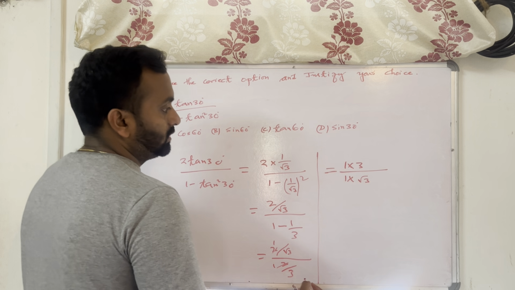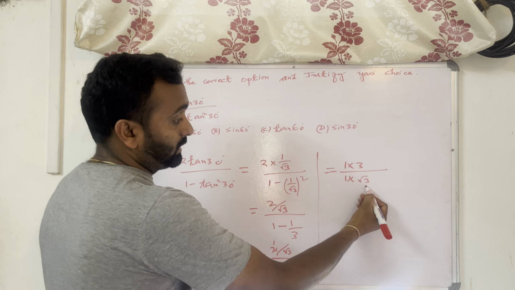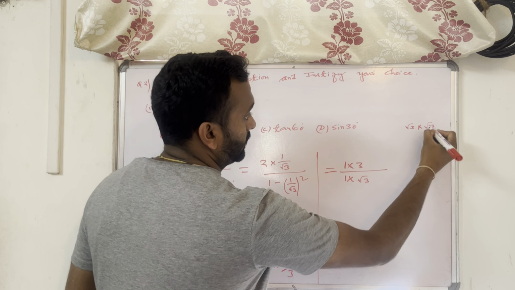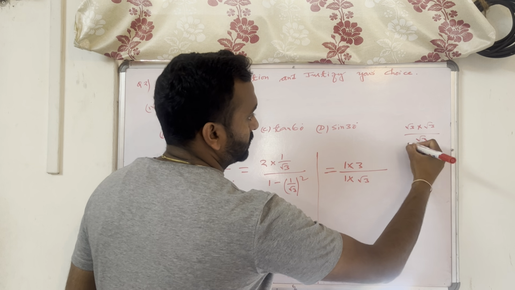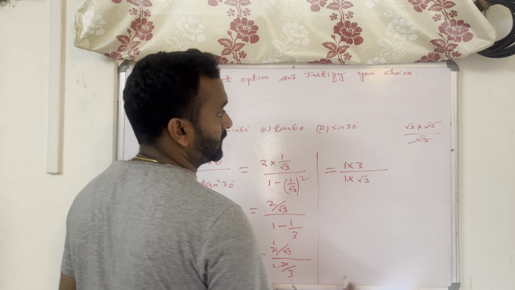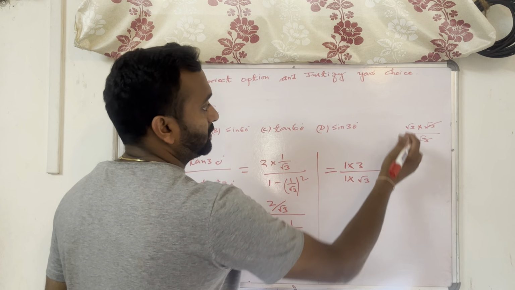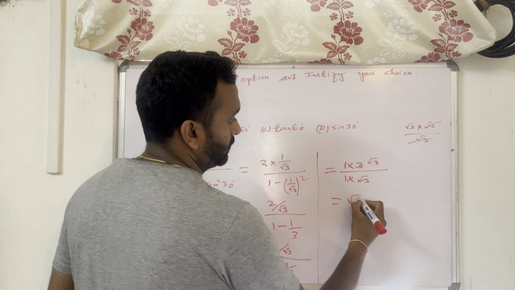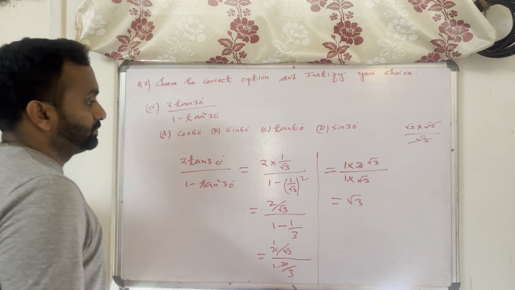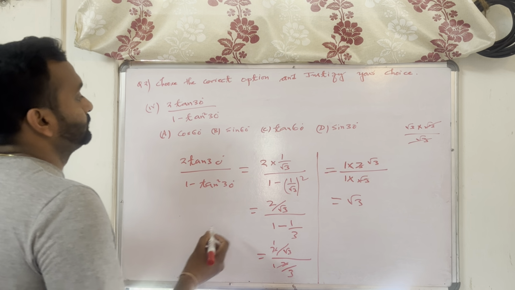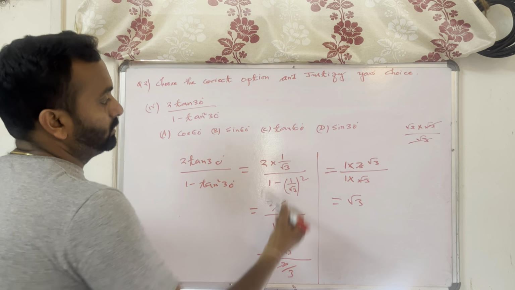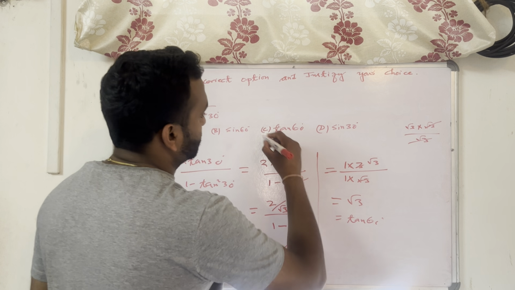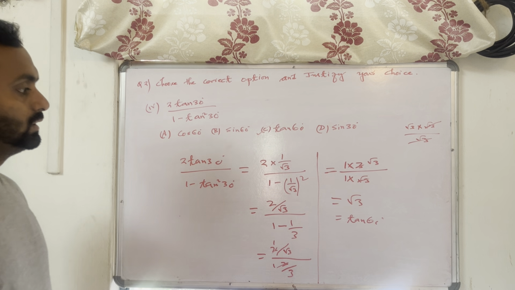So root 3, I don't like it here. 3, we know, is actually root 3 into root 3, divided by root 3. So this root 3 will get cancelled with that root 3. So we'll get how much? Root 3. That is all I'm doing. So it will be root 3. So whose value is root 3? Tan 60 value is root 3. So that is the correct answer.